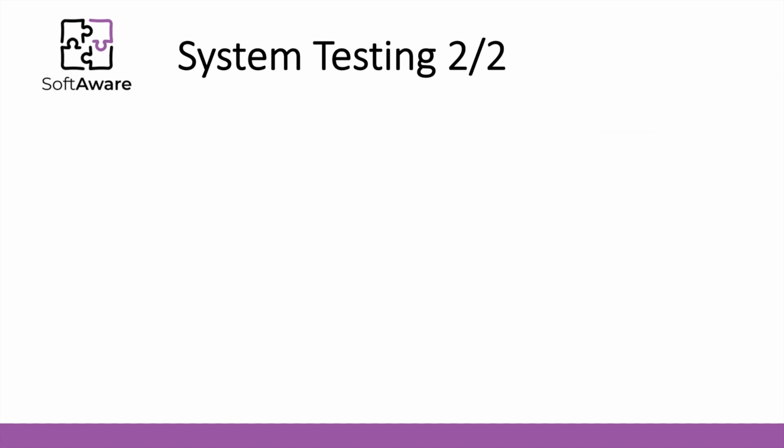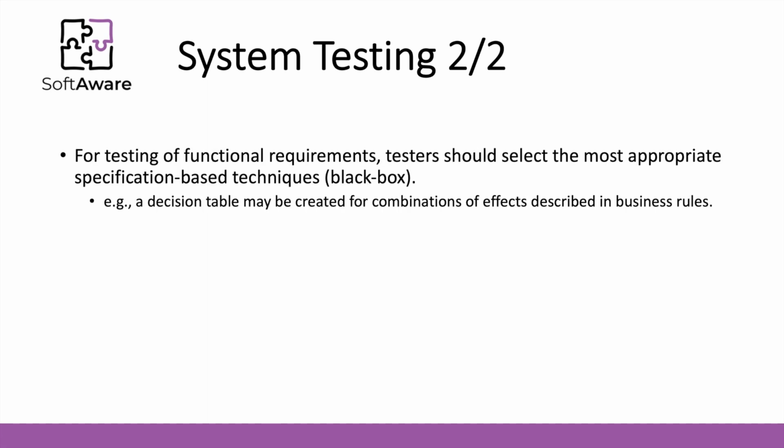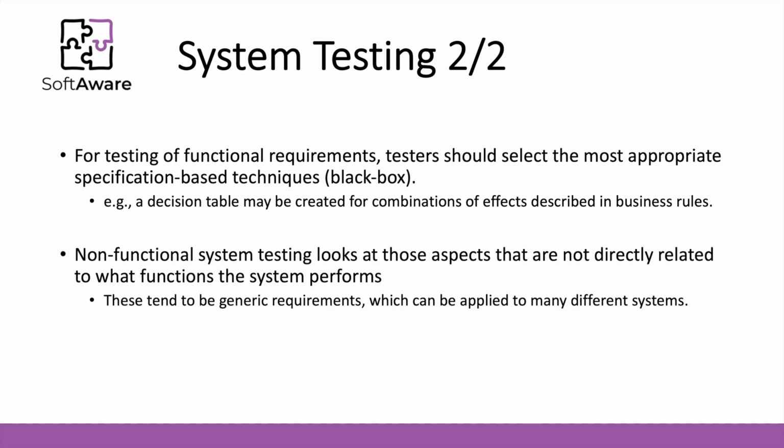The functional requirements provide detail on what the application being developed will do. For testing of functional requirements, testers should select the most appropriate specification-based techniques, black box techniques. For instance, a decision table may be created for combinations of effects described in business rules.